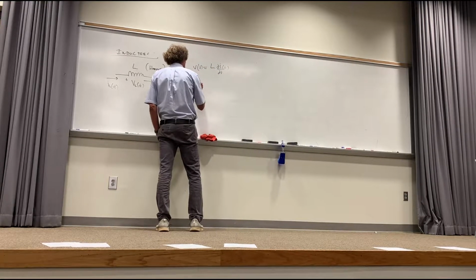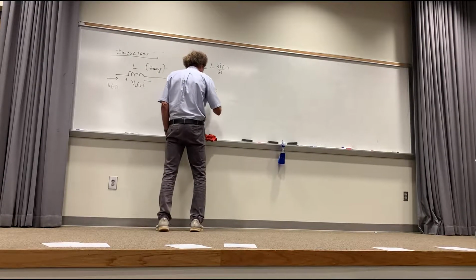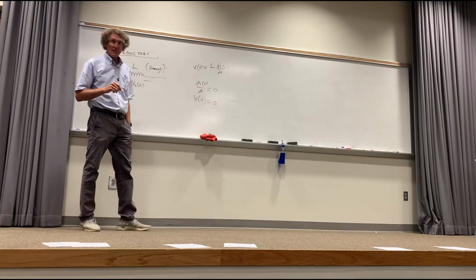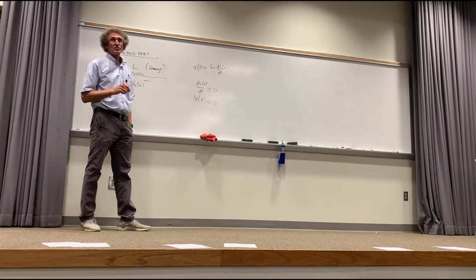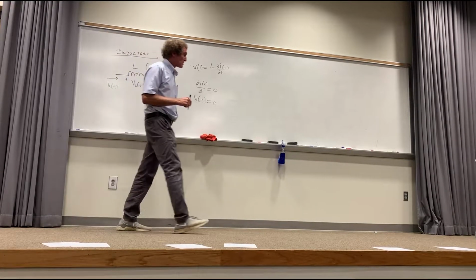When di/dt equals 0, V of t equals 0. That's very important. When nothing's changing, the voltage across an inductor is 0, and the inductor itself looks like a short circuit when nothing's changing. All right? So here's how we do these problems.